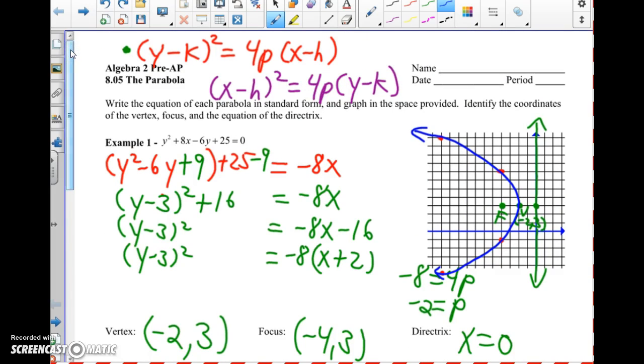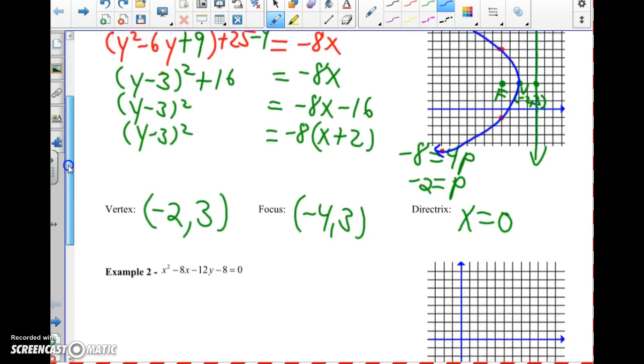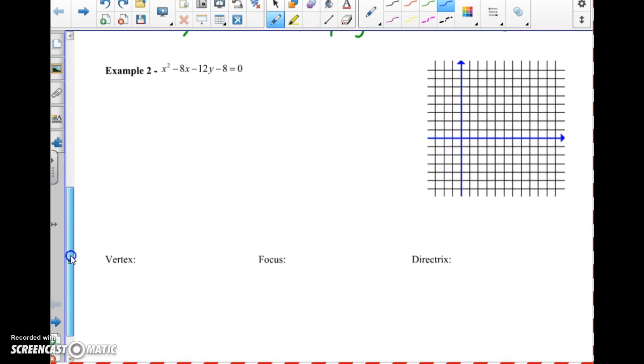Let me ask you this. Is it going to be an uppy downy or a lefty righty? X is squared, okay? X is squared, therefore uppy downy, right? Okay, you got it. You understand what's happening.